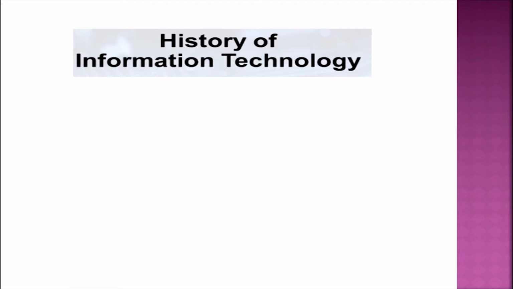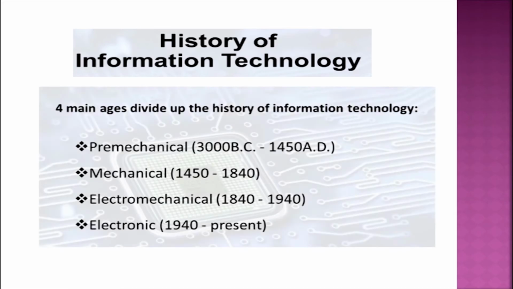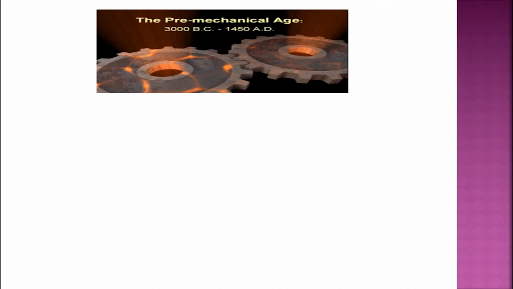Information technology has been around for a long time. There are four main ages that divide up the history of information technology. The first age is the pre-mechanical age. This age is from 3000 BC to 1450 AD. It's the earliest age of information technology.